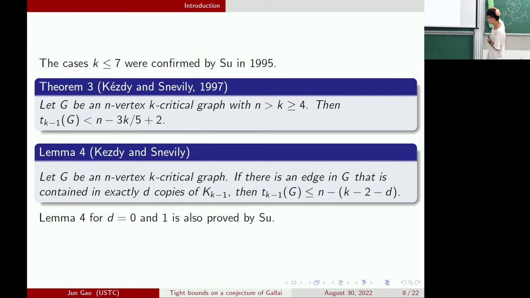They proved that if this graph contains H which is contained in exactly d copies of k-1 cliques, then the number of k-1 cliques in G is no more than n minus k minus 2 minus d. So if we can find an H contained in at most 1 or 0 copies, we can prove the conjecture. When d is equal to 1, the number is what we wanted. And Su actually proved a similar lemma, actually with d equal to 0 and 1. So their proofs are very similar.